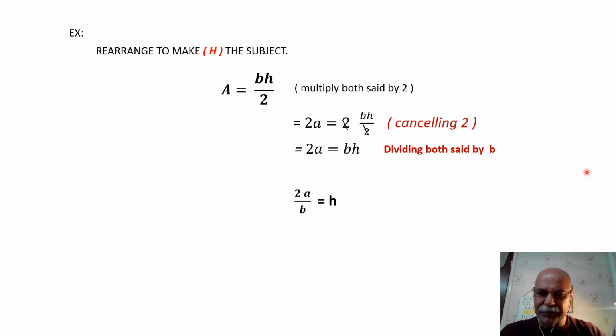We get now 2a divided by b equal h. Now we divide both sides by b in order to cancel this b, in order to get h separately as the subject. Now in this case we write h equal to a over b. This is the answer, but in math language it should be styled like this, not like this, it should be this.